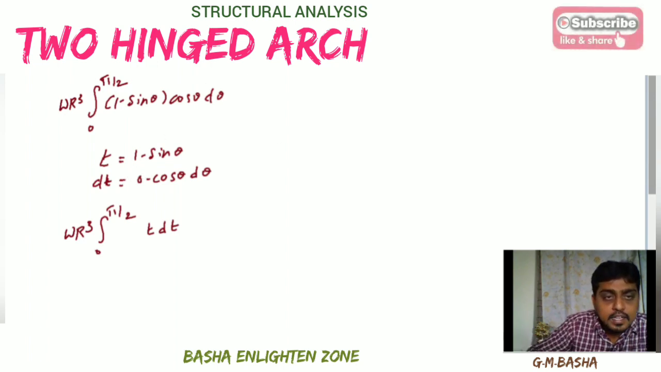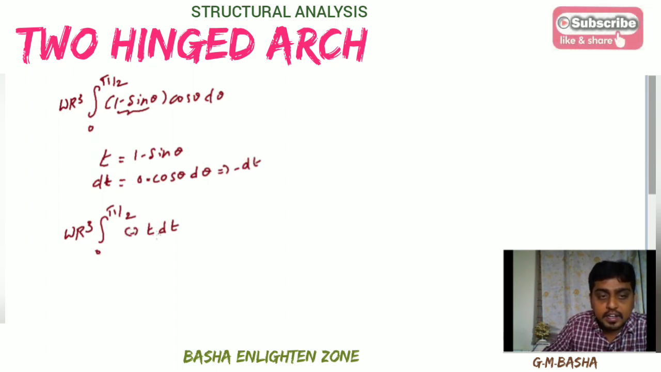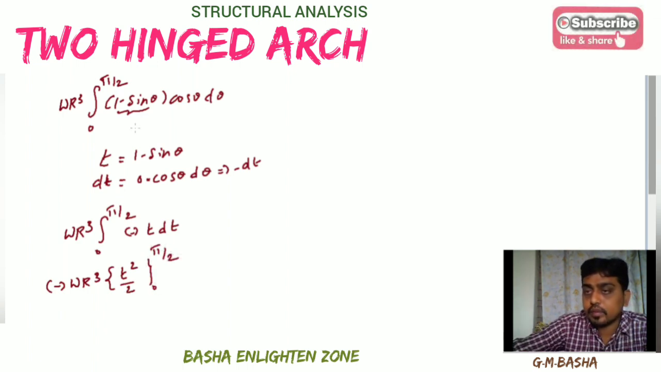See here, 1 minus sin theta will be t, and cos theta d theta will be dt, but here there will be a minus sign, therefore cos theta d theta will be equal to minus dt. So here minus dt, this will be minus, and applying integration, WR cube, minus, the integration of t will be equal to t square by 2 within the limits of 0 to pi by 2.